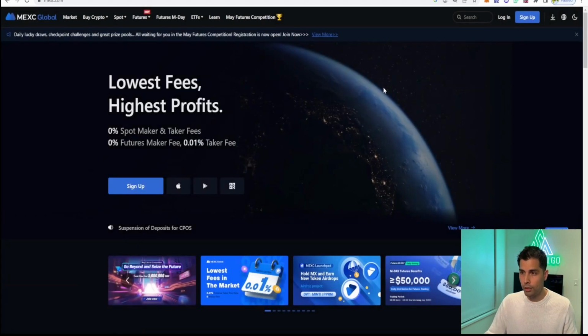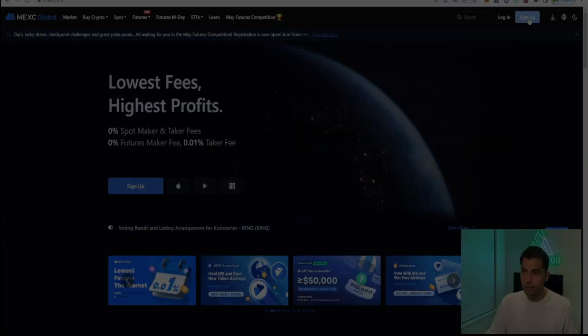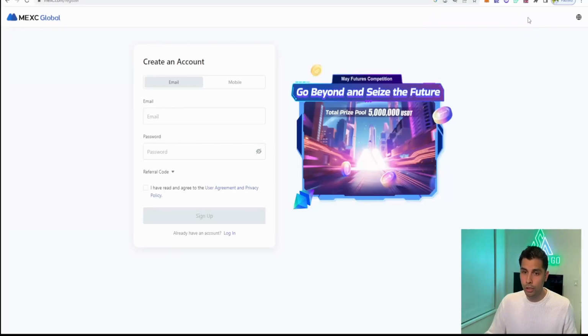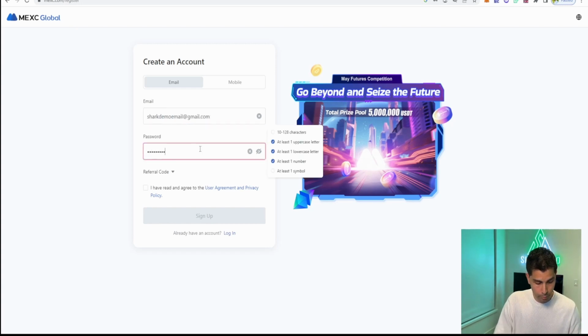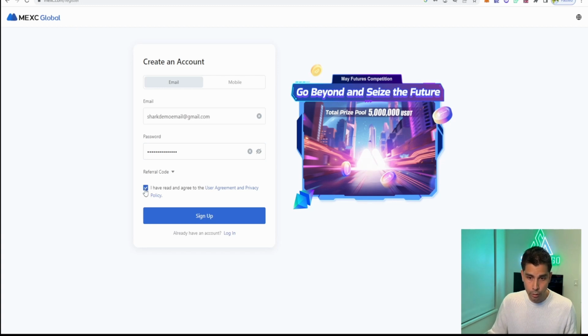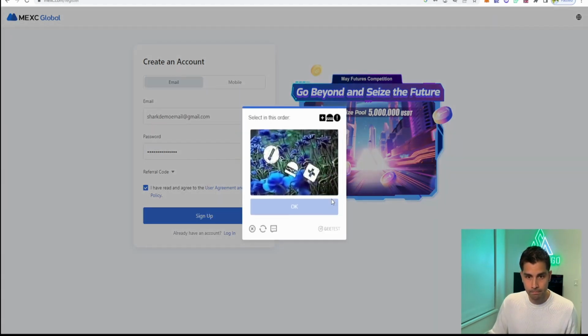You can just ignore these ads. Now at the top right, you're going to see where it says sign up. So you're going to create an account. We're going to create an account using an email. Now we already have a demo email set up, so we're just going to type that in. And we're going to create a quick password. We're going to have to accept the terms, so you can go ahead and read that. And you're just going to hit sign up.